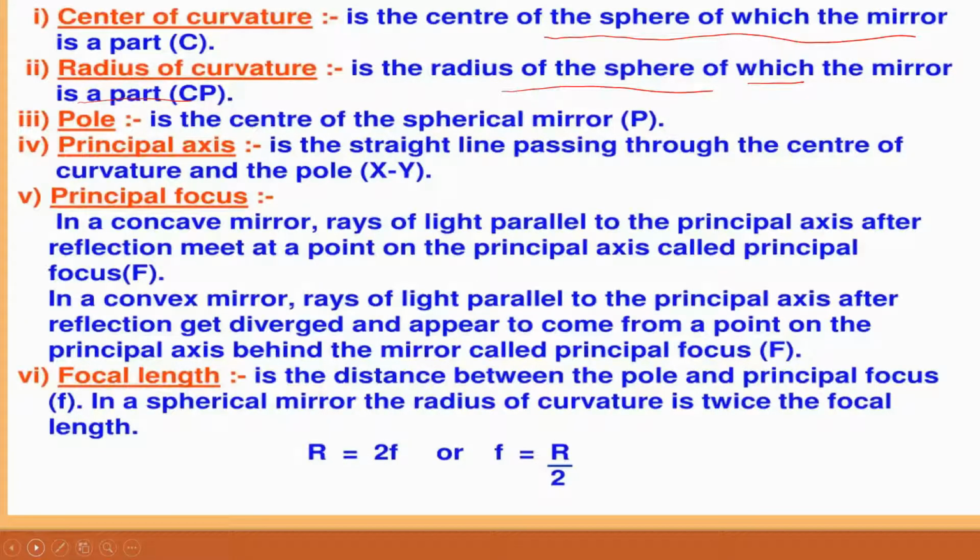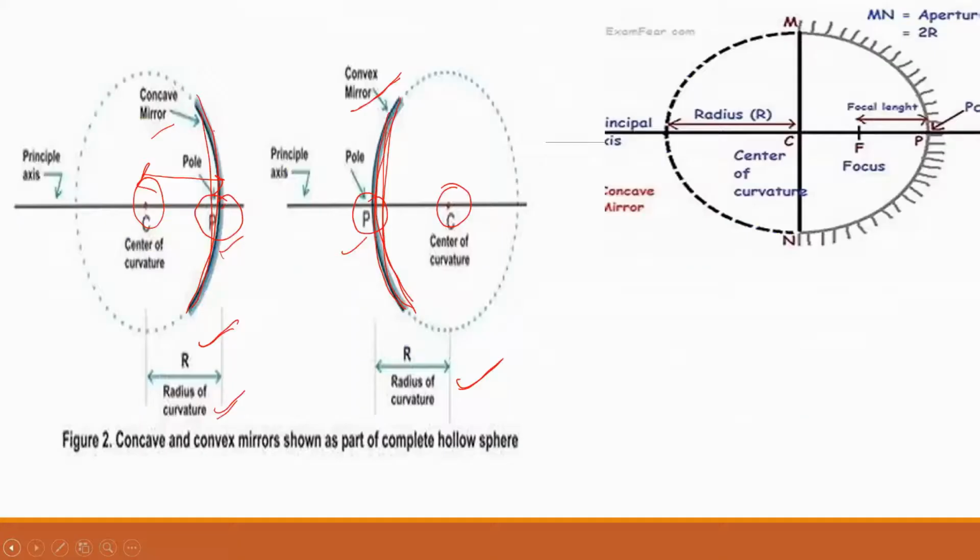Next is the principal axis. A line which is passing through the center of curvature and the pole, this line is called the principal axis. This line over here is called the principal axis.